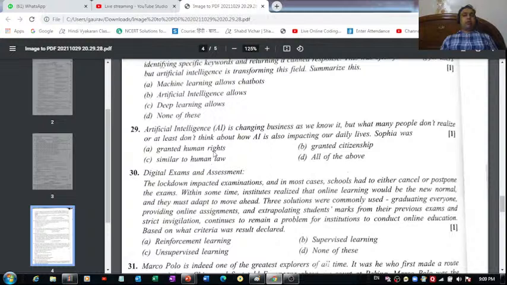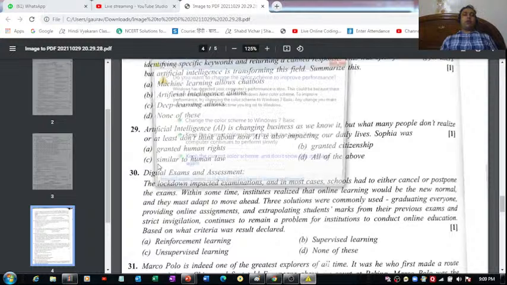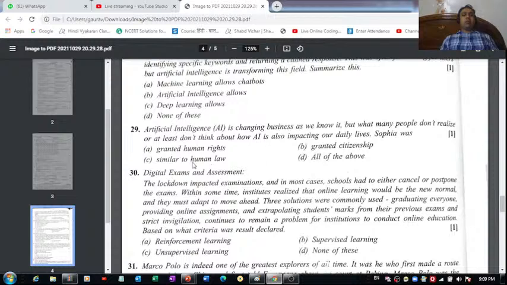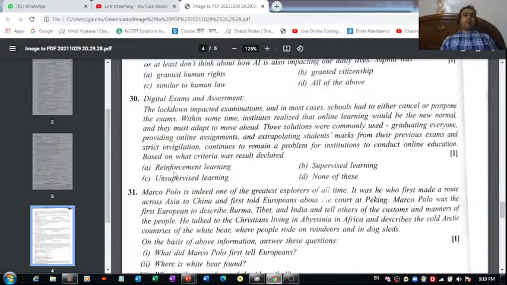Granted human rights? No, it has not been granted any human rights. All the laws which are applicable to humans are not applicable to Sophia also, because it's a robot, and it falls under the category of weak AI, right? It's not a product of strong AI. Remember this thing. So the correct answer of this one is part B, because yes, it's true that it has been granted citizenship. So the correct answer is part B, granted citizenship.